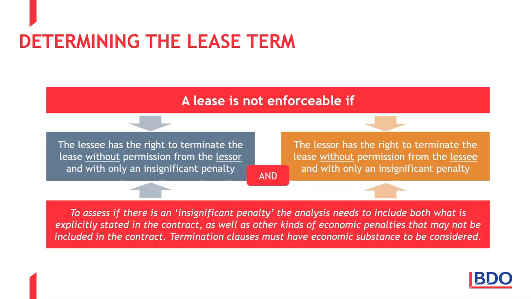Now, they go on, and the next sentence is summarized on the slide. A lease is no longer enforceable when the lessee and the lessor each has the right to terminate the lease without permission from the other with no more than an insignificant penalty. Now, when you look at the meaning of an insignificant penalty, I think initially people were looking at penalties as included in the contract. And what this webcast is really clarifying is that to assess if there's an insignificant penalty, the analysis needs to include both what is explicitly stated in the contract, as well as other kinds of economic penalties that may not be included in the contract. So termination clauses must have economic substance to be considered.